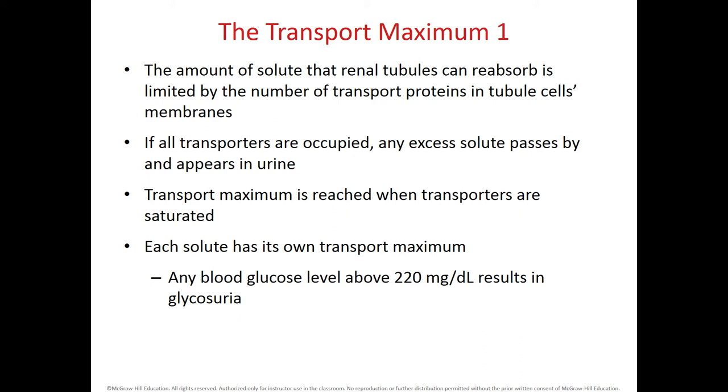Okay, so within your kidneys, you have a specific amount that you can transport. So transport maximum is the amount of solute that the renal tubules can reabsorb, and it is limited by the amount of transport proteins that you have available within the tubular cells. So whenever you saturate or occupy all your transporters, any excess of solute won't be reabsorbed, and then it will appear in the urine. So the transport maximum is reached when the transporters are saturated, and each solute has its own transport maximum.